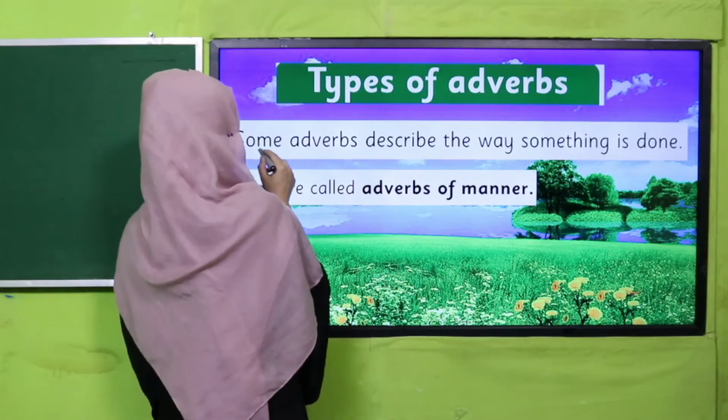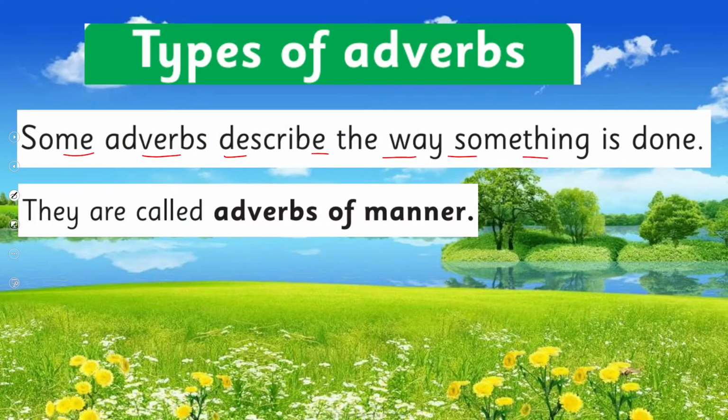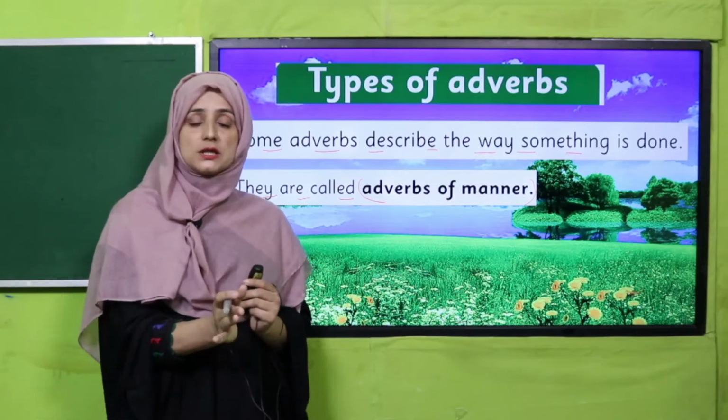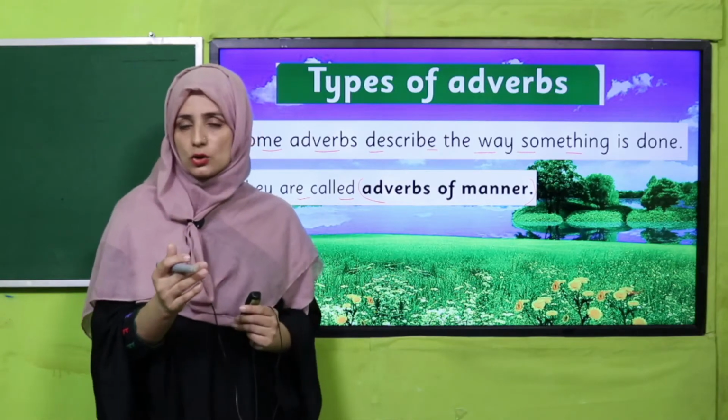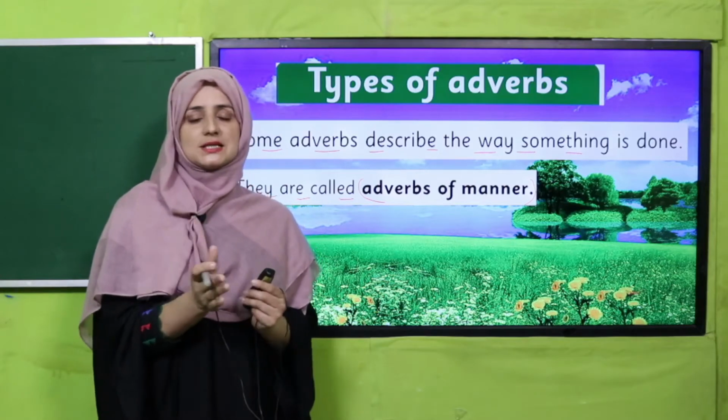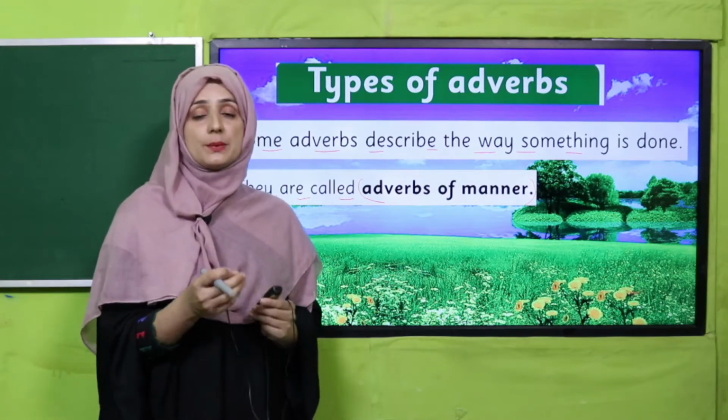So, types of adverbs. Some adverbs describe the way something is done. They are called adverbs of manner. So what are adverbs of manner? An adverb of manner will tell us in which manner the action is being done, like slowly, quickly. She speaks softly. So this is an action and this is telling us about manner.